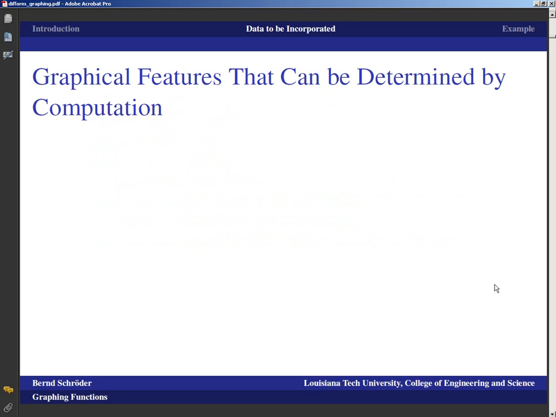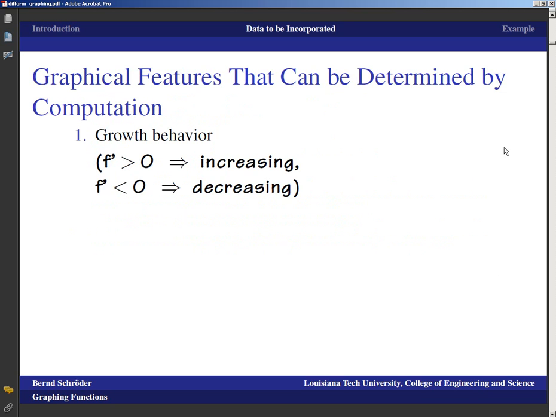Okay, so now enough of the sermon, let's get to it. The graphical features that we can determine with computation, there are actually quite a few of them. We can determine the growth behavior, and remember that means derivative positive is increasing, derivative negative is decreasing. That's the kind of thing you want your mind to pretty much flash to when you think about growth behavior.